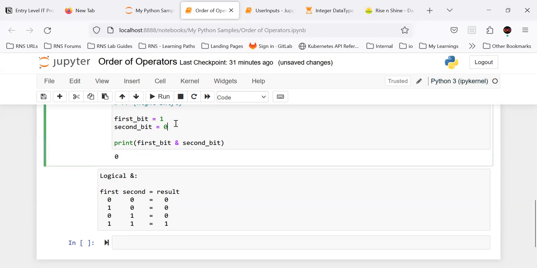Suppose if I change the second bit to 1, then if I run that, now we see that we got the value 1. Or if I change the first bit to 0, what is the value? Type that quickly. Logical AND, very, very important.